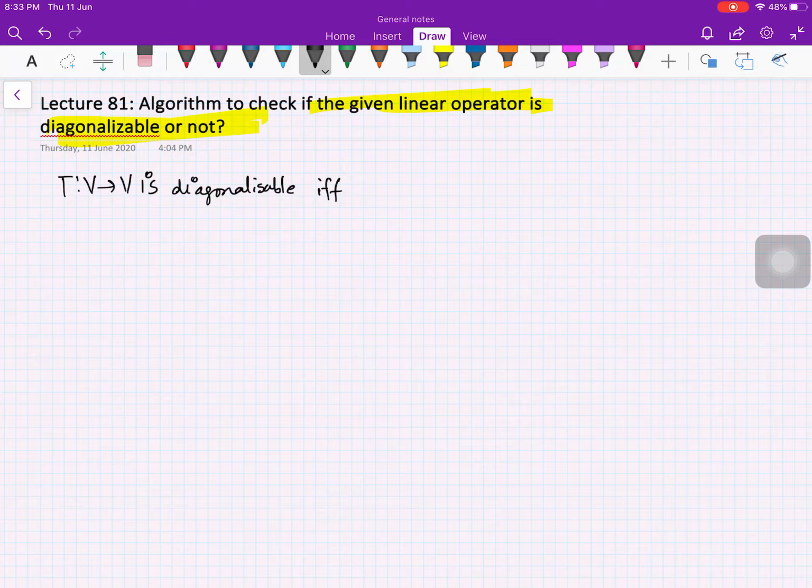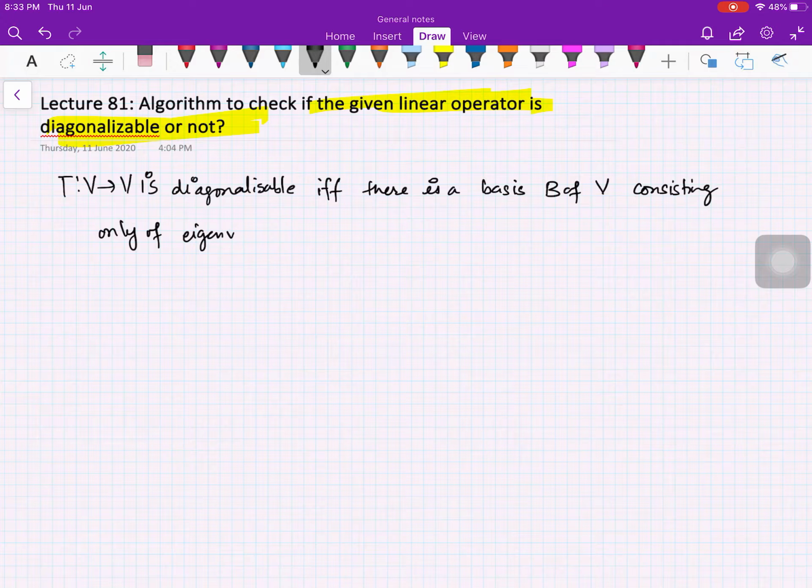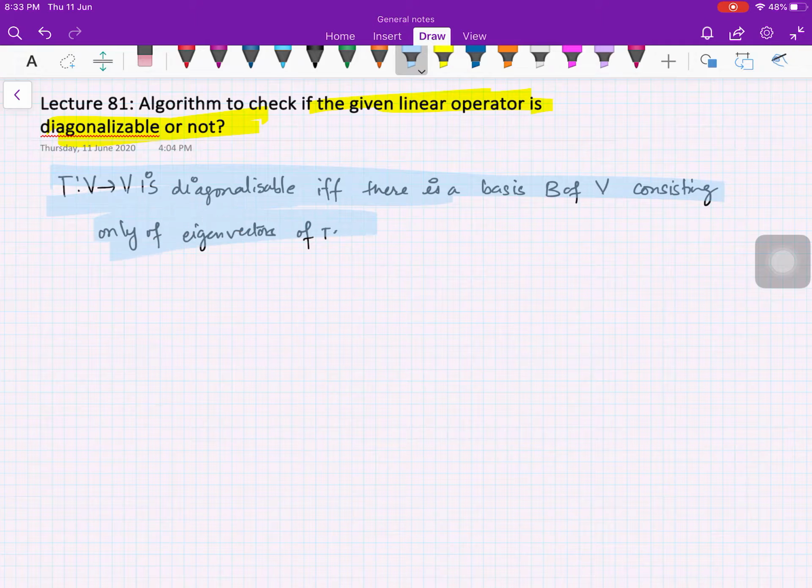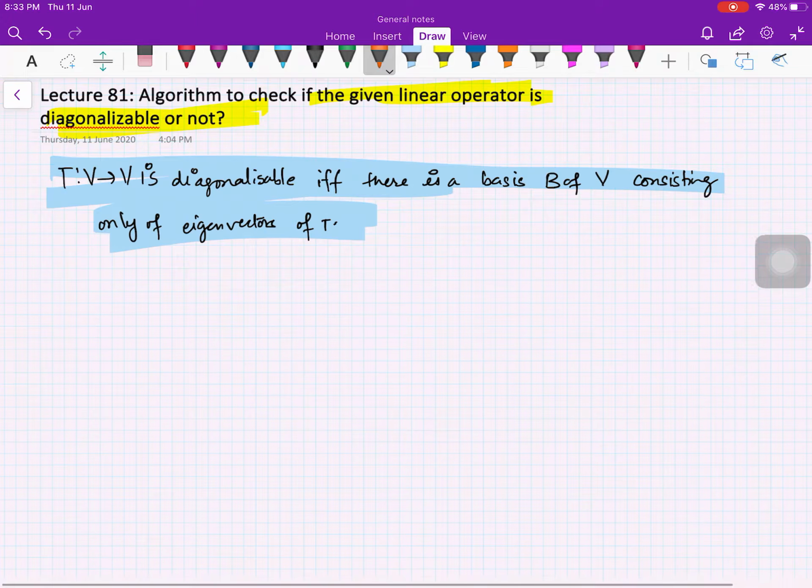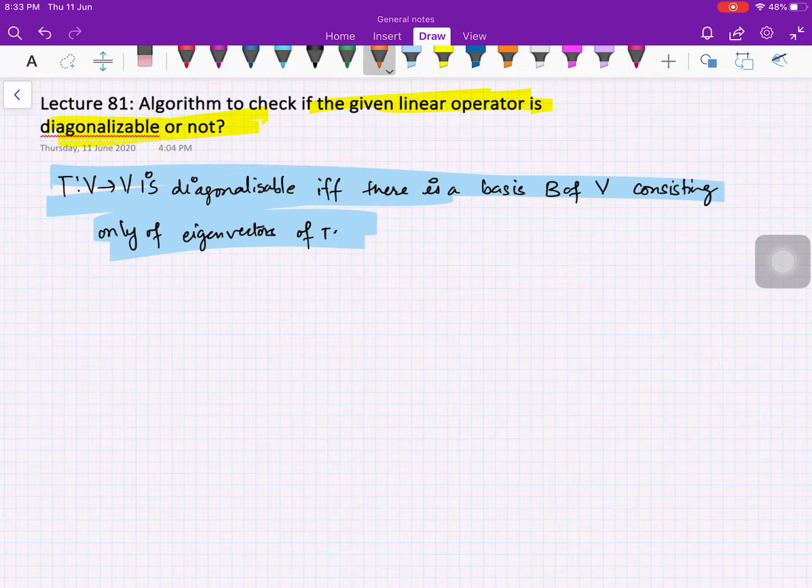if and only if there is a basis B of V consisting only of eigenvectors of T. So on the basis of this result, we are going to jot down an algorithm for finding whether a given linear operator is diagonalizable or not.